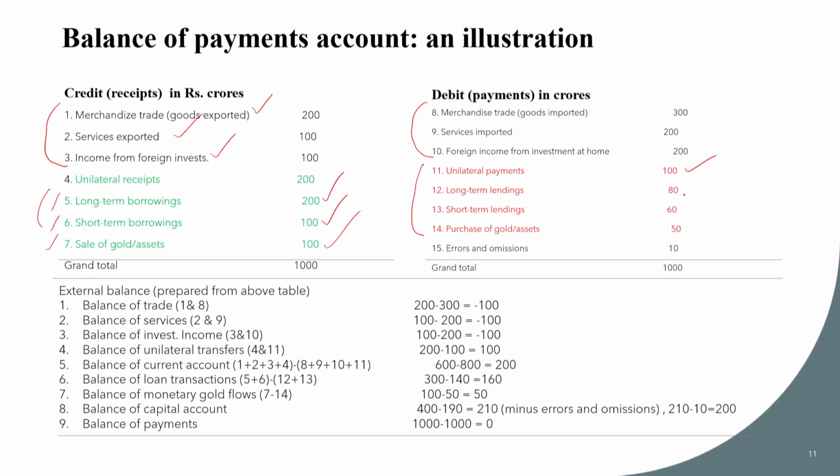Then there are long-term and short-term lendings to foreign countries and foreign corporations, which will become a debit in our account. Similarly, if you are purchasing gold or assets of foreign entities, that also becomes a debit, because for that we are paying from our forex reserve. And similarly, errors and omissions also become a debit in the account. So this is how the balance of payments account is structured.